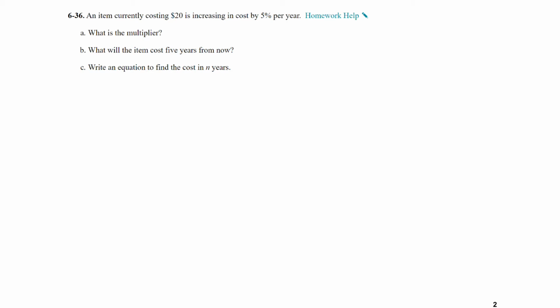Now, we got a couple of things here, though. The item currently costs $20. That's the initial value, so that's where we're starting. It's increasing at a rate of 5% per year. Now, 5% is 5 out of 100, which is 0.05.